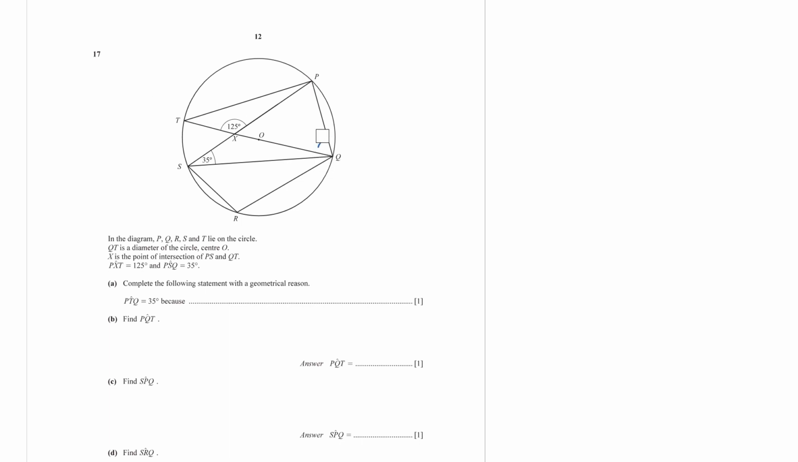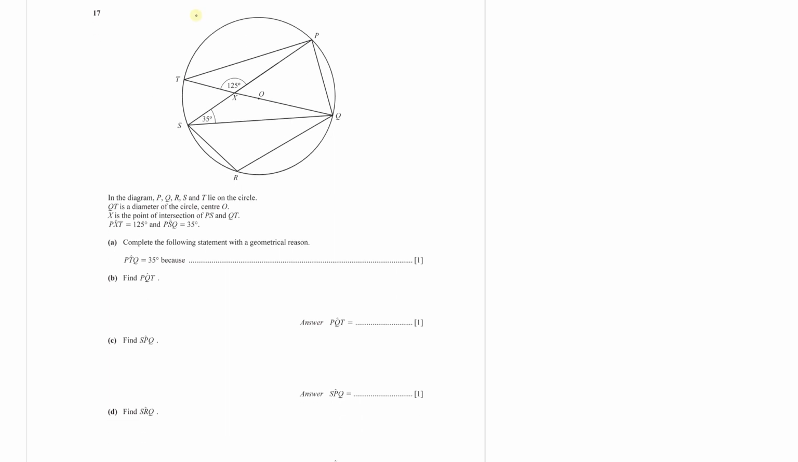So let me just erase these. Question number 17: in the diagram, P, Q, R, S, T lie on the circumference of the circle. QT is the diameter. So QT, this line here, is the diameter of the circle. X is the point of intersection of PS and QT. So this is the point of intersection. Angle PXT is given as 125 degrees and angle PSQ is given as 35 degrees. Complete the following statement with the geometrical reason.